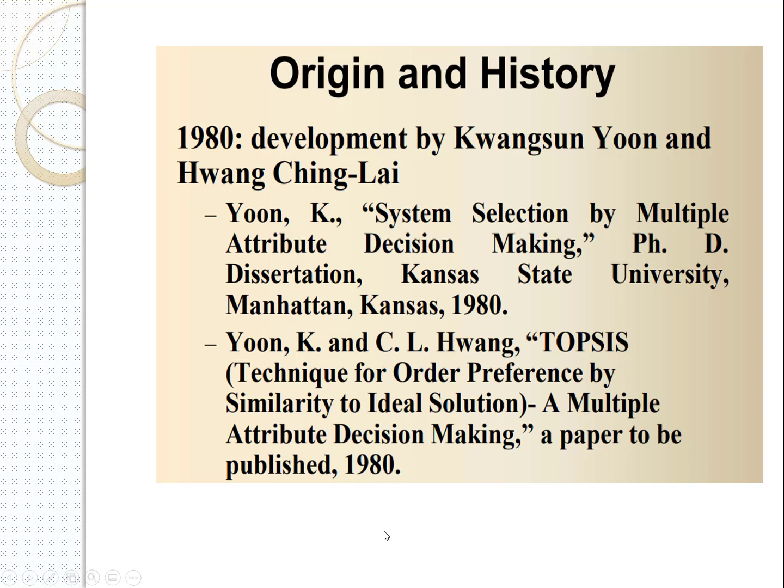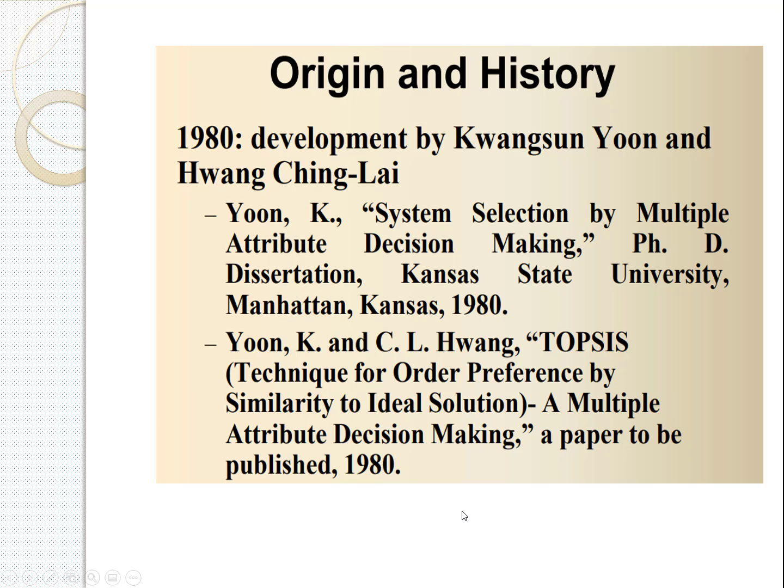As for the origin and history, it was first developed by Kwangsun Yoon and Ching-Lai Hwang in 1980. Basically they developed this technique in their PhD thesis, titled "Systems Selection by Multiple Attribute Decision Making." Then Yoon, K. and Hwang, C. published "TOPSIS: Technique for Order by Similarity to Ideal Solution," where for the first time they gave it the name TOPSIS, in a multiple attribute decision making paper, and that paper was published in 1981.